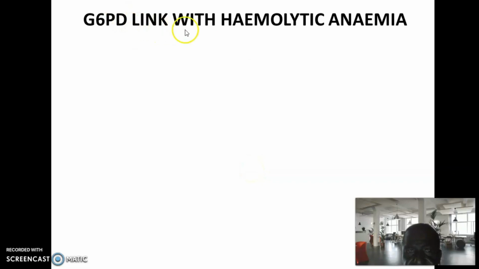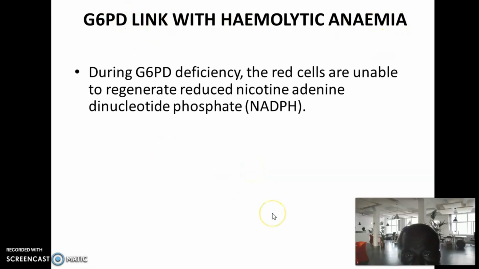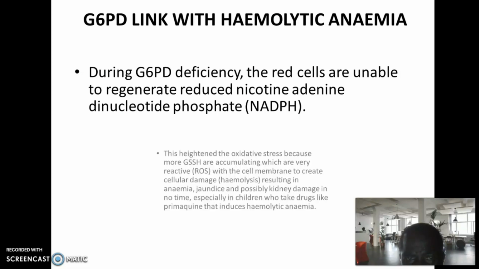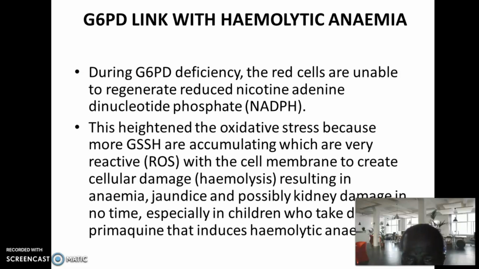The G6PD deficiency linked with hemolytic anemia. During G6PD deficiency, the red cells are unable to regenerate reduced nicotinamide adenine dinucleotide phosphate (NADPH). This heightens the oxidative stress because more GSSG, oxidized glutathione disulfide, accumulates, which is reactive with the cell membrane to create damage, and which results in anemia, jaundice, and possibly kidney damage in no time, especially in children who take drugs like primaquine that induce hemolytic anemia.